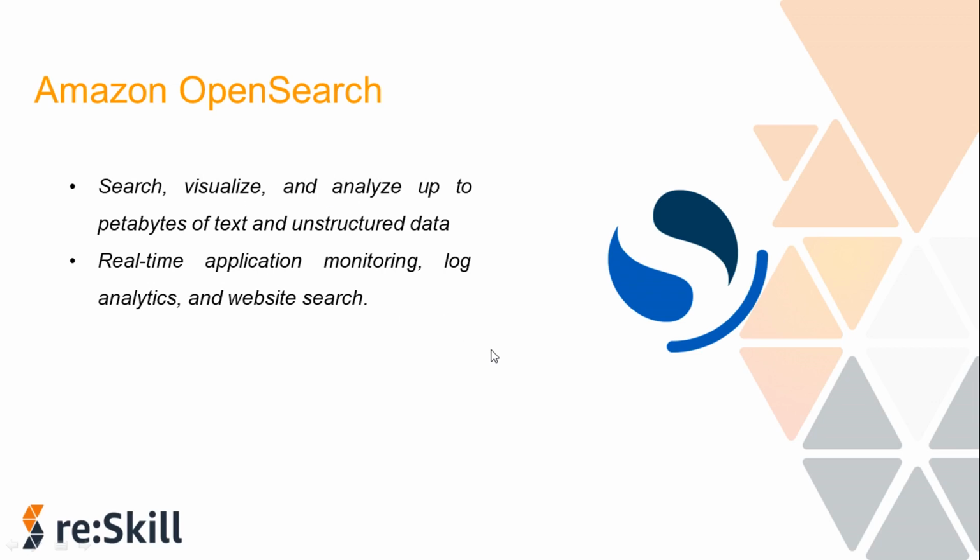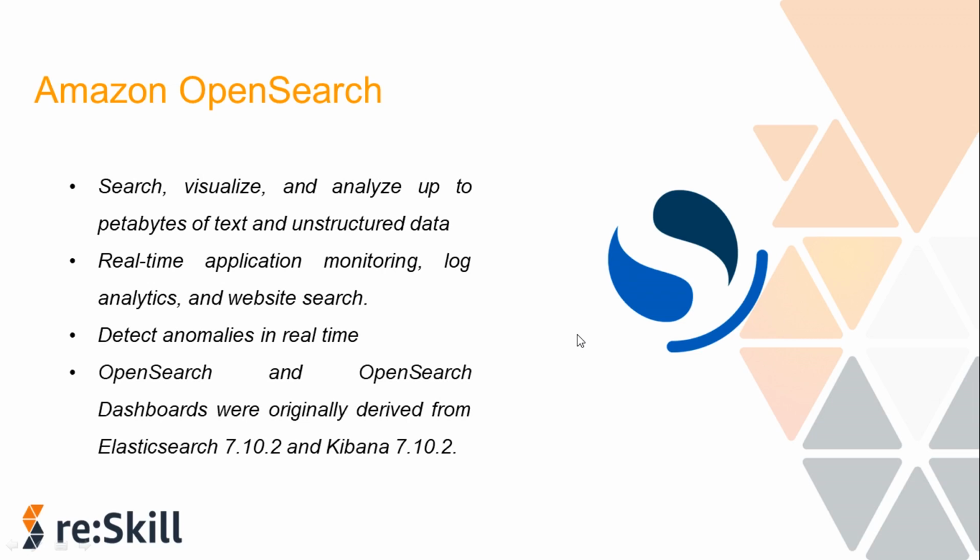And with Amazon OpenSearch, we can also use machine learning to detect anomalies in real time, auto tune your clusters, and personalize your search results. A few of these things we will be seeing in the demo as well. OpenSearch and OpenSearch Dashboards were originally derived from Elasticsearch 7.10.2 and Kibana 7.10.2 respectively. So that was about a few of the basic points about Amazon OpenSearch, but we will understand more once we see the working and the demo in the console.